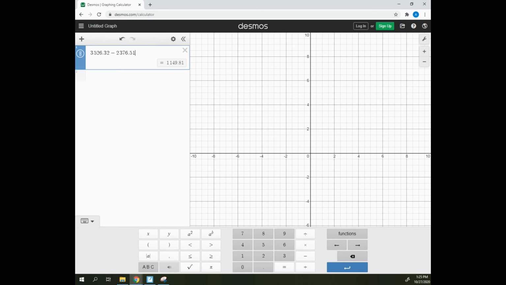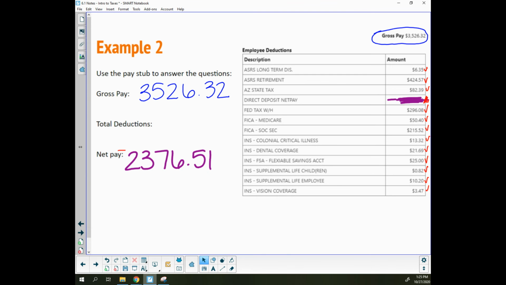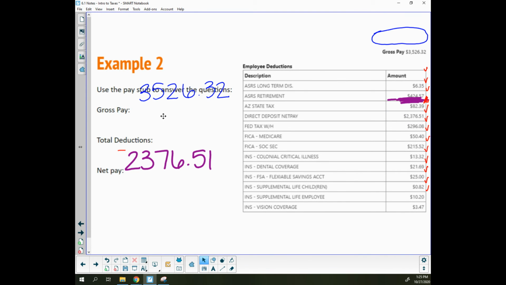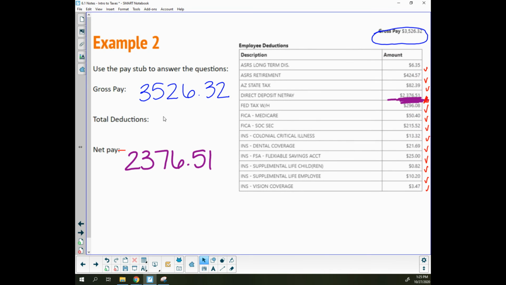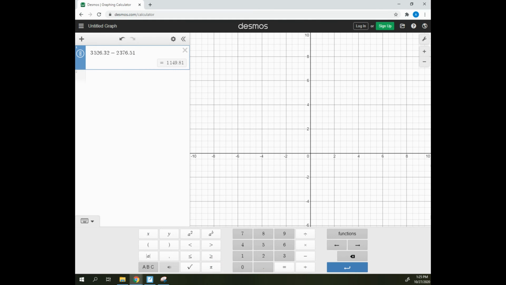Okay, that means that this person had a total of $1,149.81 deducted from their check. Let me say that again. $1,149.81? Yes.